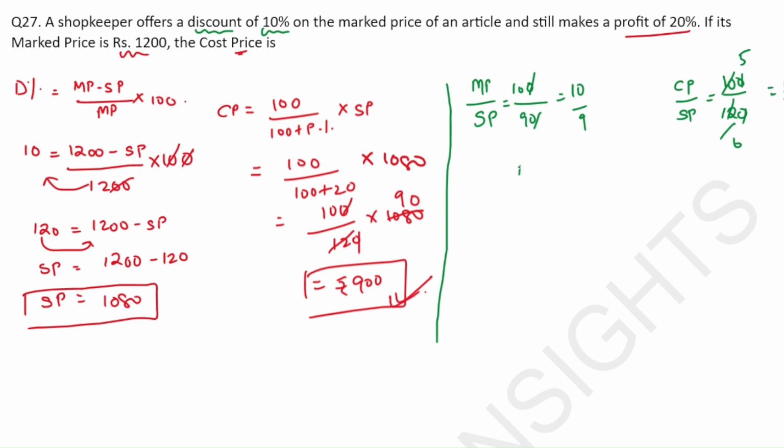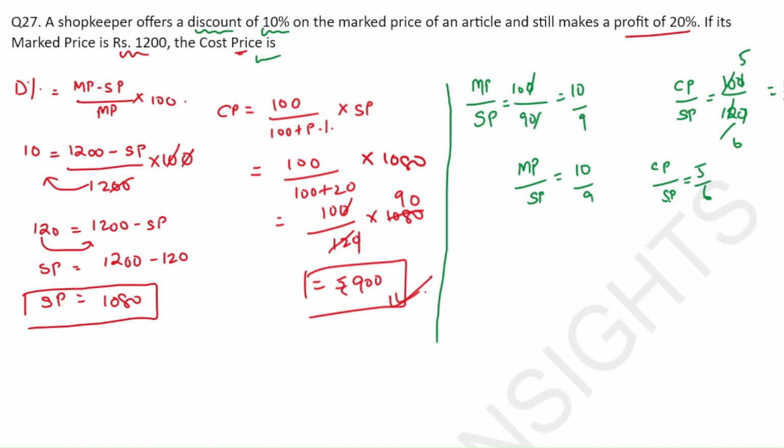So the equation is what? MP by SP equal to 10 by 9. CP by SP equal to 5 by 6. So you're getting this. So from these equations, we don't need selling price, yes or no? So how do I remove this selling price?